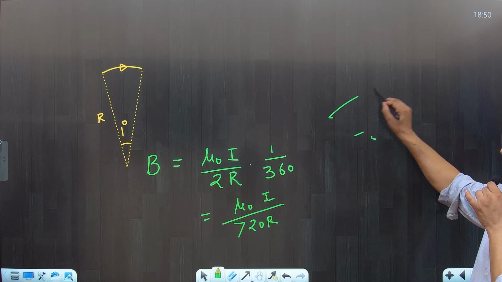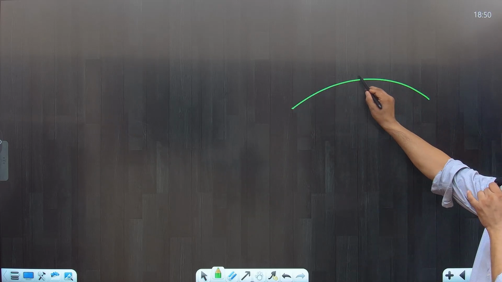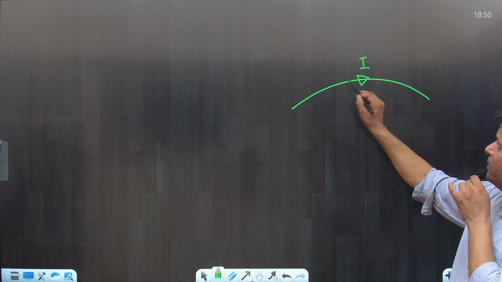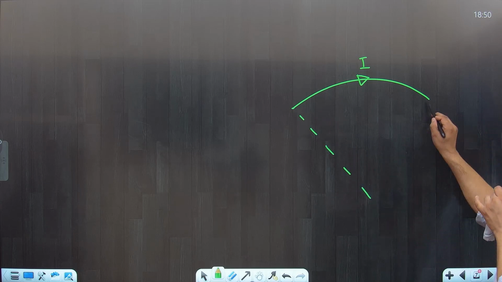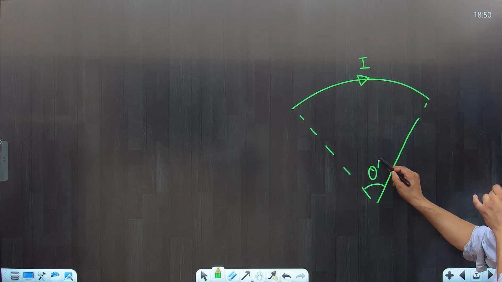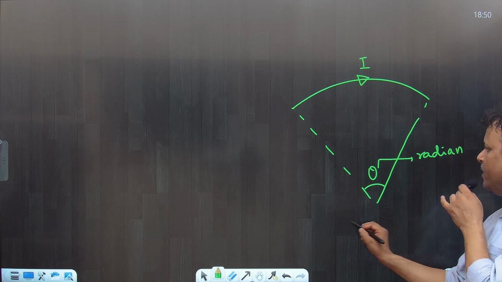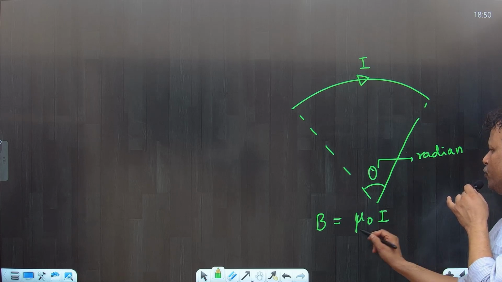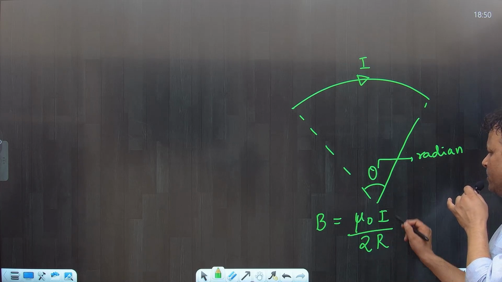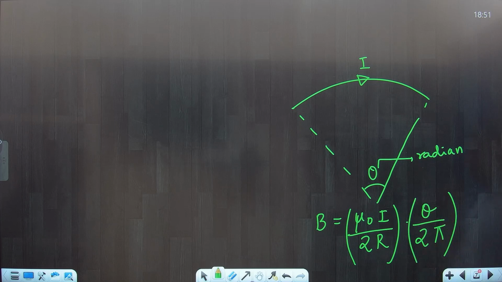Or in general you can say, if there is an arc with current I in that arc and it subtends angle theta at the center, theta in radians, then magnetic field at center will be equal to mu naught I by 2R, the magnetic field due to the complete circle, into the fraction of that circle, theta by 2 pi. That's it, okay.